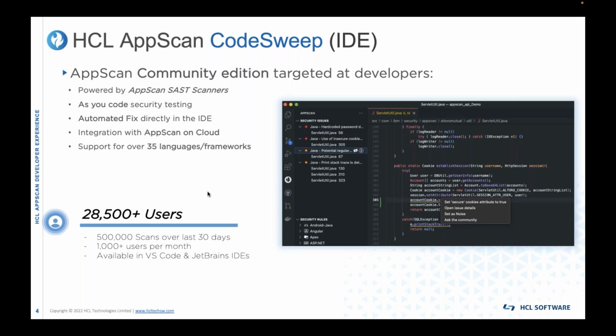And we're doing roughly 500,000 scans, or scan 500,000 files every 30 days. We get 1,000 users joining our group per month. And today it is available in Visual Studio Code and JetBrains IDEs. And for the JetBrains IDEs, this is available for IntelliJ, Rider, CLion, Goland, PHP Storm, WebStorm, and PyCharm. So there's plenty of IDEs where you can play with this and you can benefit from the CodeSweep capabilities.